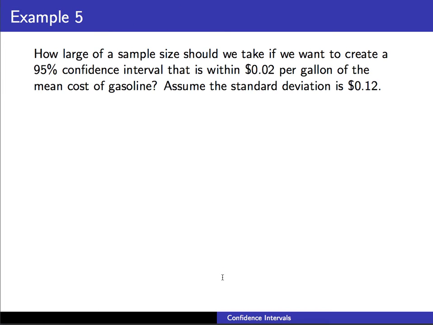So example 5, how large of a sample size should we take if we want to create a 95% confidence interval that is within 2 cents per gallon of the mean cost of gasoline? Assuming the standard deviation is 12 cents a gallon. So like we did in example 1 back a couple videos ago. All right, so we have a formula. We have our standard deviation is 12. We have our 95% confidence interval, so we can put 1.96 here for z sub alpha over 2.